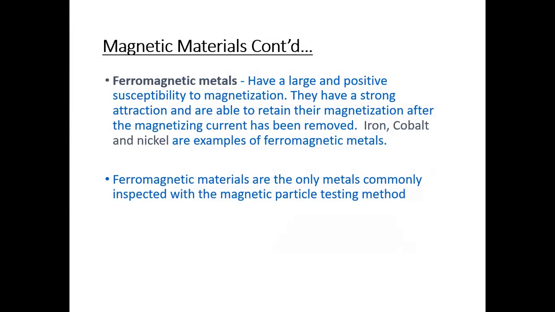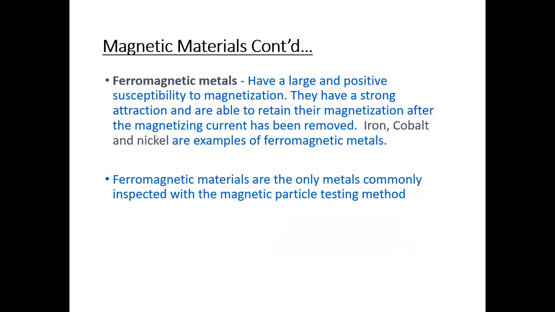And the last one, ferromagnetic metals, have a large and positive susceptibility to magnetization. They have a strong attraction and are able to retain their magnetization after the magnetizing current has been removed. Iron, cobalt, and nickel are examples of ferromagnetic material. Now, these ferromagnetic materials are the only metals commonly inspected with the magnetic particle testing method. So here we saw three types of metals.